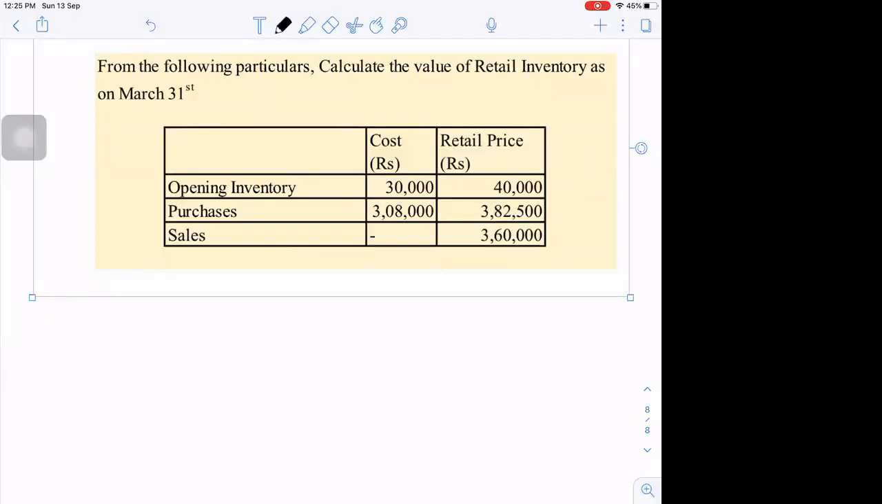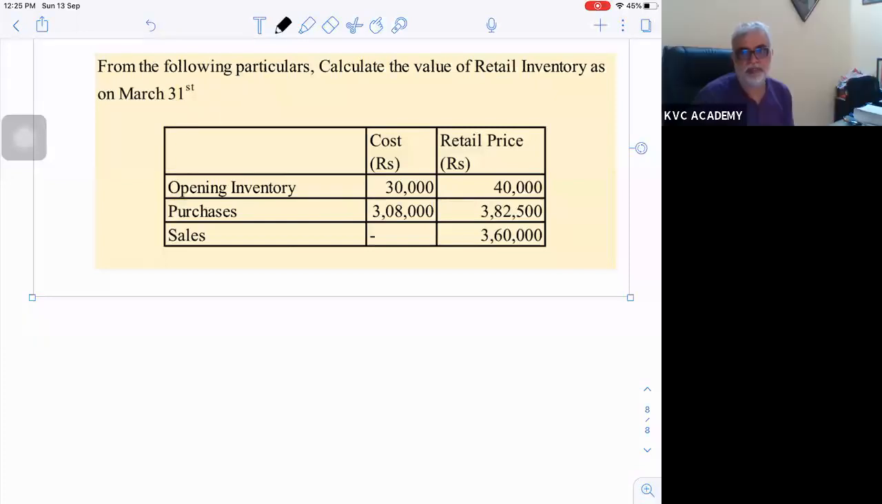What is the answer you get? Krishna, what answer did you get?